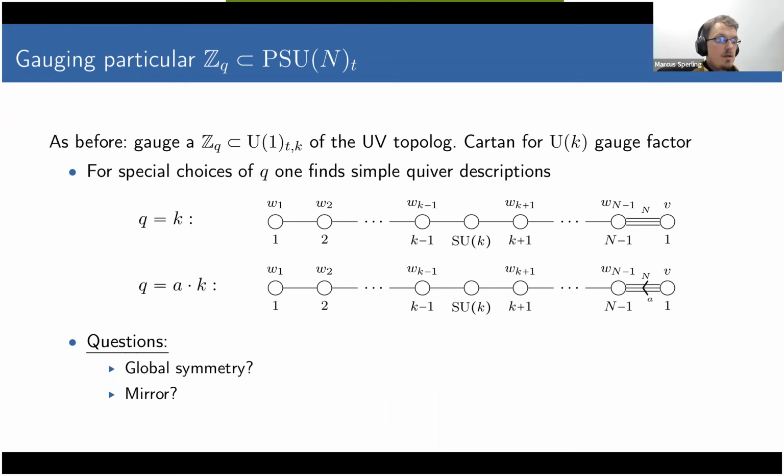You pick a U(K), you pick the ZQ to be a multiple of the center symmetry. And then you get a description which replaces the U(K) by SU(K). You take the flavor altogether, you put a U(1) there, and then you have n copies of them in the last node. And depending on whether A is 1 or not, you get some higher charge in the U(1). That's a very nice description, and we are very happy to see such a simple quiver. Now the question is again, what's the global symmetry and what's the mirror?